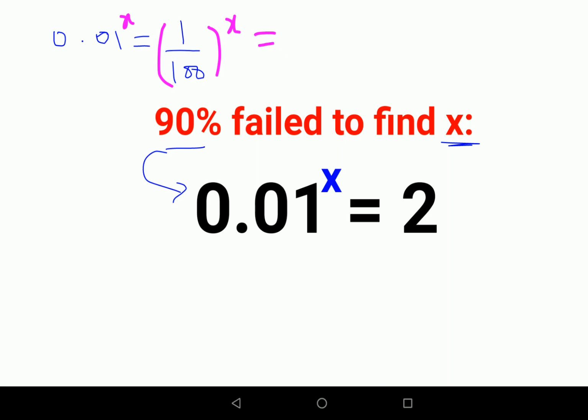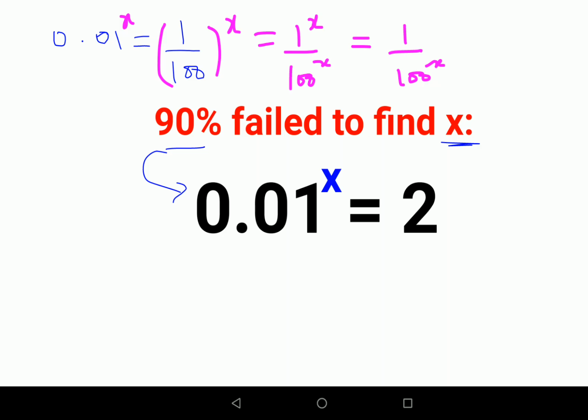Now please understand, in a fraction we can take the index with the numerator as well as the denominator. So this now looks like what? 1 raised to anything is 1. Okay, so 100 raised to x. Okay, this is where your entire thing comes to an end.